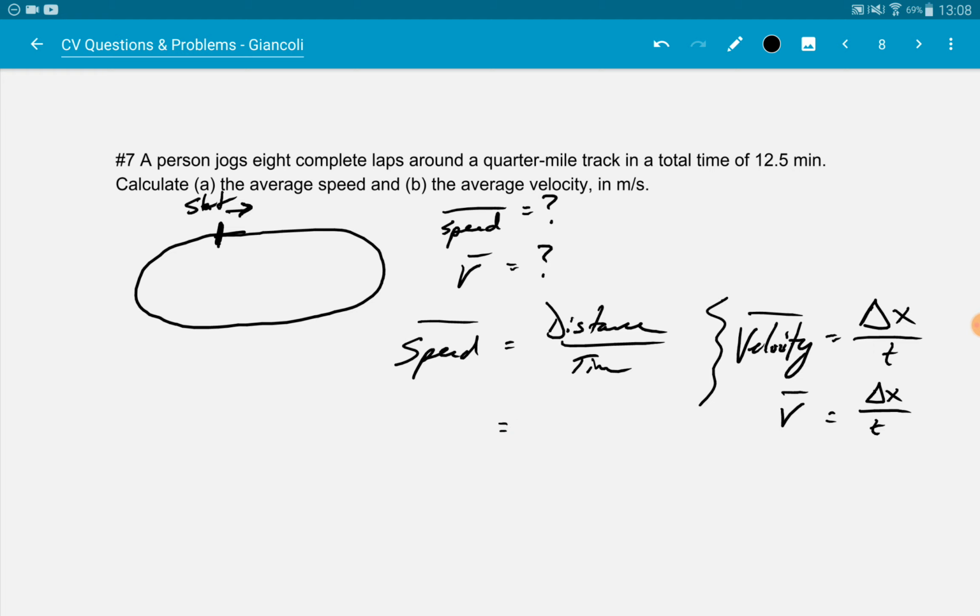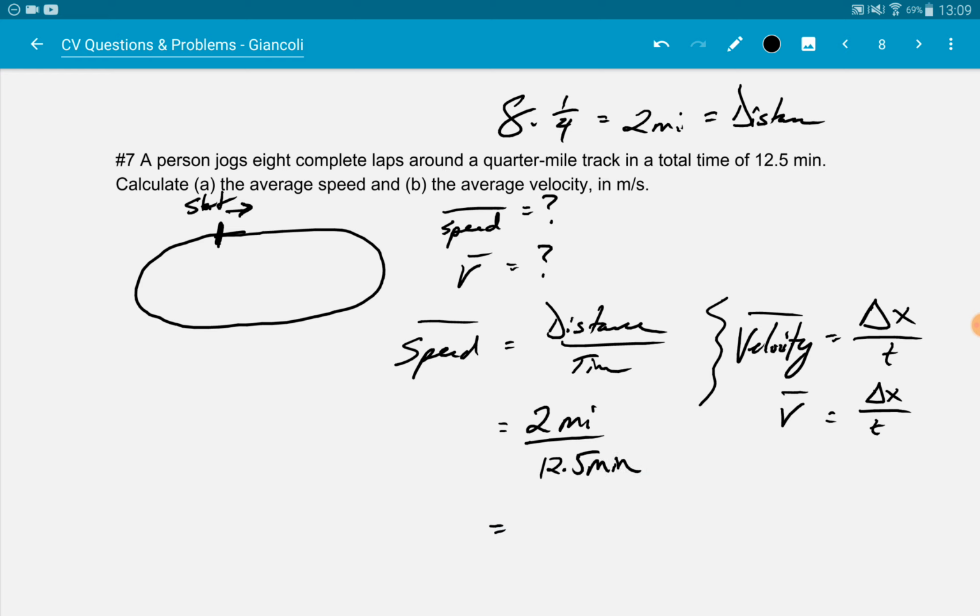Well, let's figure out his distance. I bet you can do that in your head. You know that he goes around 8 times. It's a quarter-mile track, so 8 times 1/4. Now I have 8 quarters, and we know that's going to be 2 miles. 8 divided by 4. Great, so he's going 2 miles, and that's the distance that he travels. If I drove a car around that, the odometer would go up by 2 miles. And so his distance is 2 miles, and we already know the time is 12.5 minutes.